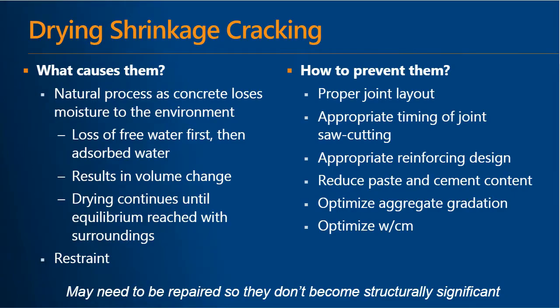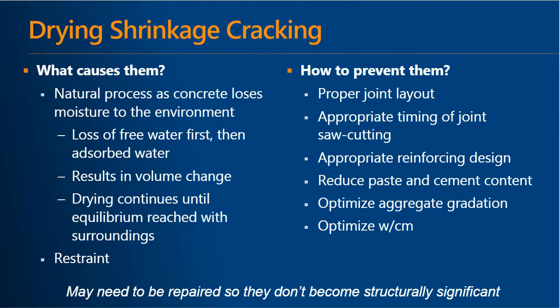Drying shrinkage is a natural process. It occurs as the concrete loses moisture to the environment, and the loss of moisture in concrete is really a two-phase process. The first phase consists of the loss of free water, which doesn't really result in much volume change. But the second phase consists of losing adsorbed water from the concrete, which results in a volume change that's essentially equal to the volume of water lost. This type of drying will continue until the concrete reaches equilibrium with its surroundings.